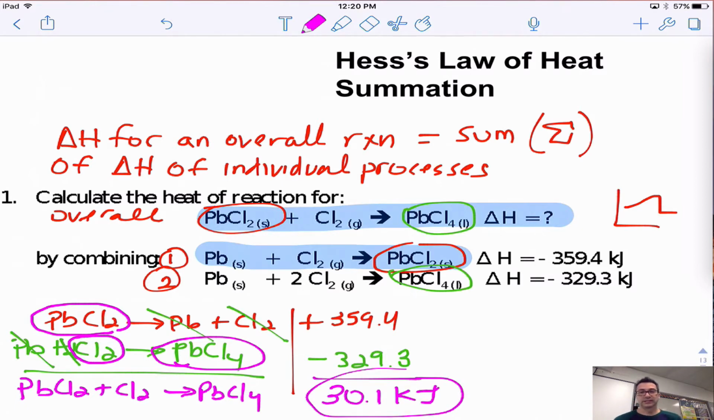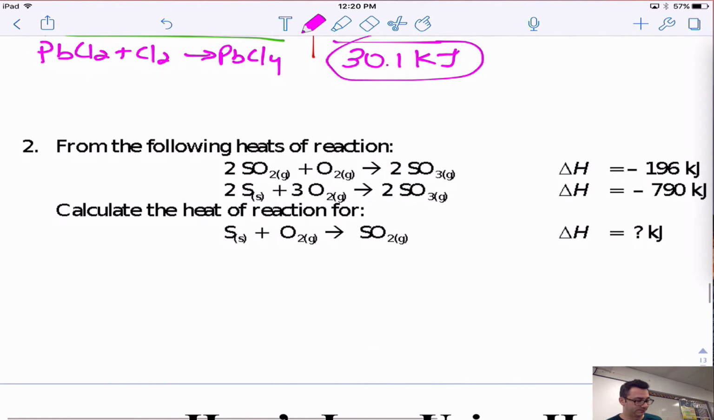Now, some other things to take notice of: if I decide that I'm going to double a reaction, then I need to double the delta H's. Let's try another reaction down here. I give you processes 1 and 2. This is my overall. So I need to add the processes together in order to get the overall.